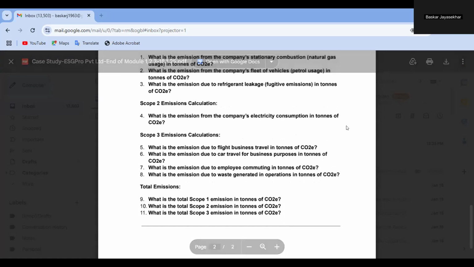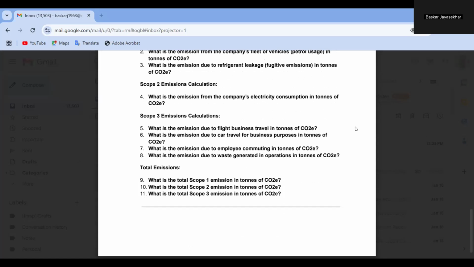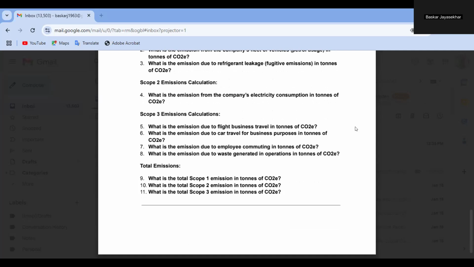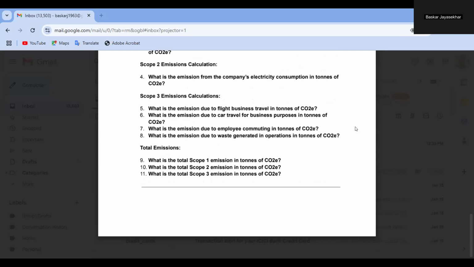Scope 2: what is the emission from the company's electricity consumption in tons of CO2 equivalent? And scope 3 is emission calculations. What is the emission due to flight business travel in tons of CO2 equivalent? What is the emission due to car travel for business purposes in terms of CO2 equivalent? What is the emission due to employee commuting in tons of CO2 equivalent? What is the emission due to waste generated in operations in terms of CO2 equivalent?